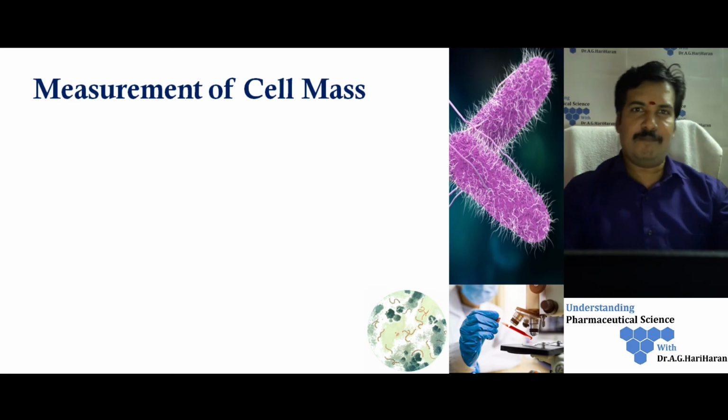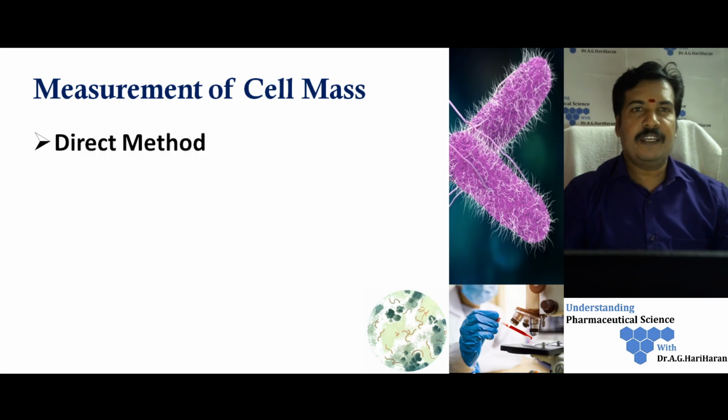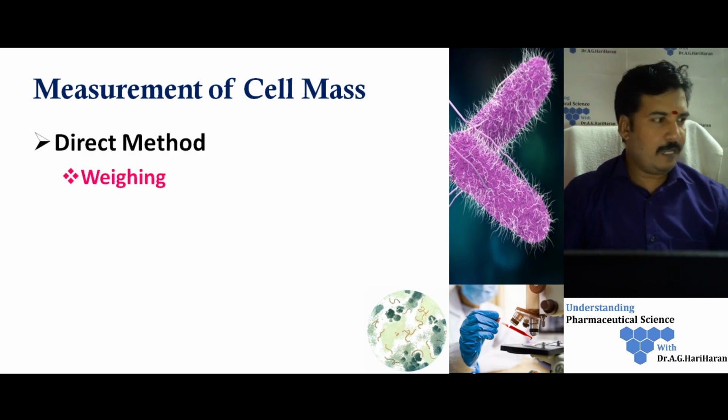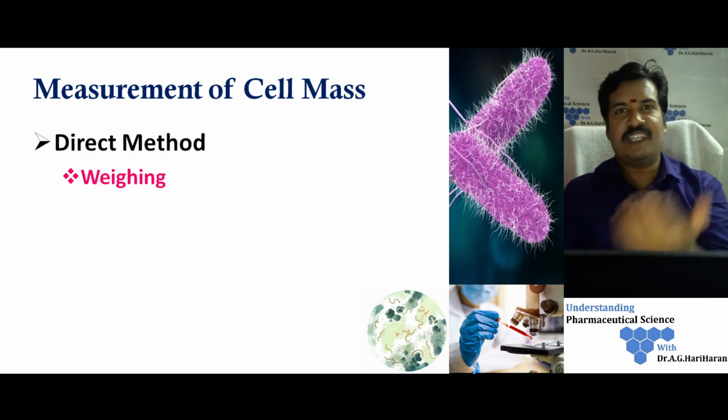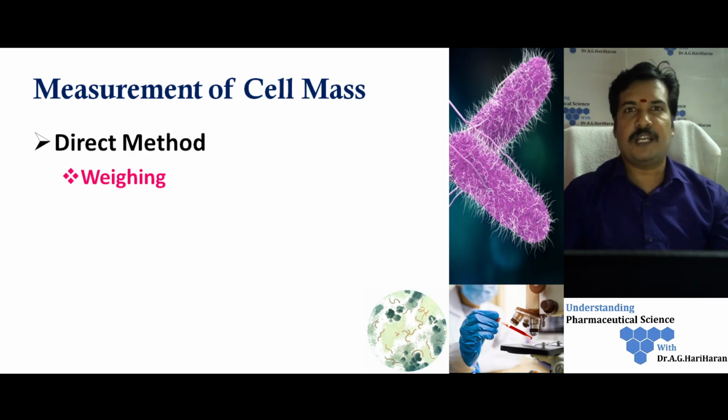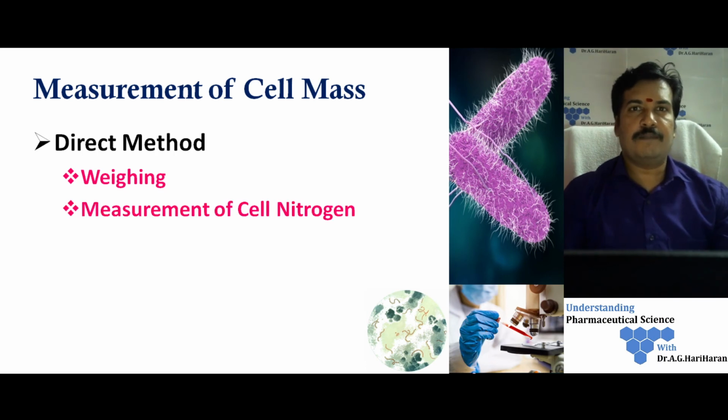The second method of measurement of the number of cells is based on the cell mass. It is also done in two ways, a direct method as well as an indirect method. In the direct method, the cell mass can be determined by simply weighing the cells which have been isolated or centrifuged. We can weigh them and directly measure the mass of the cells. Otherwise, by proportionating the measurement of cell nitrogen with that of the cell mass.